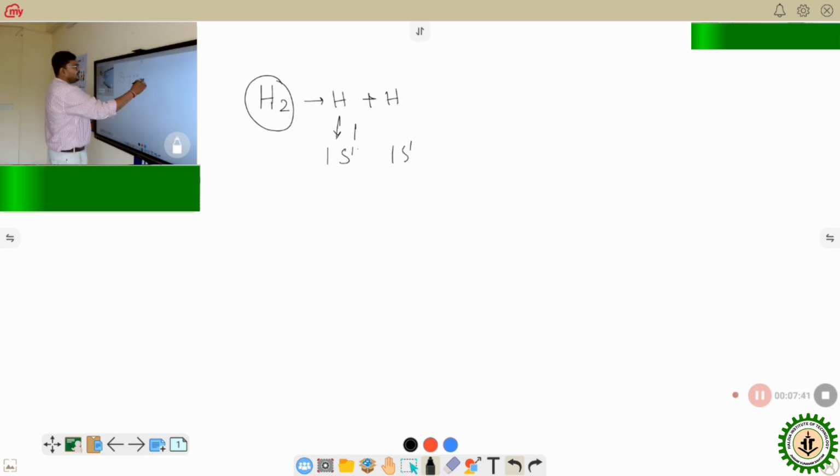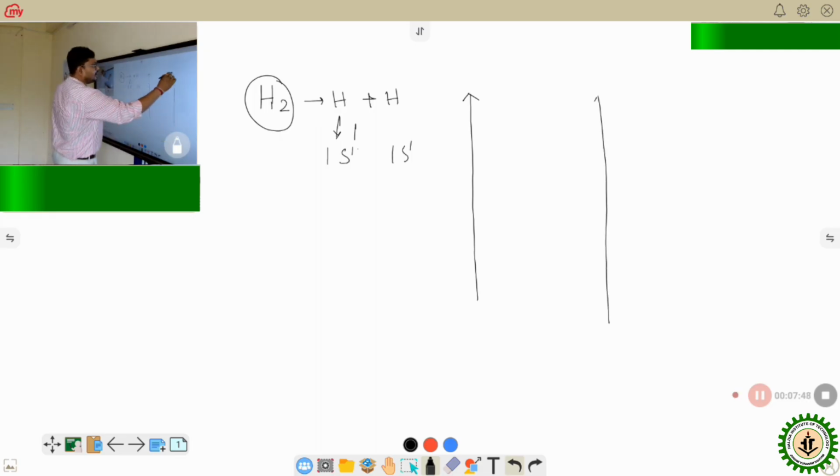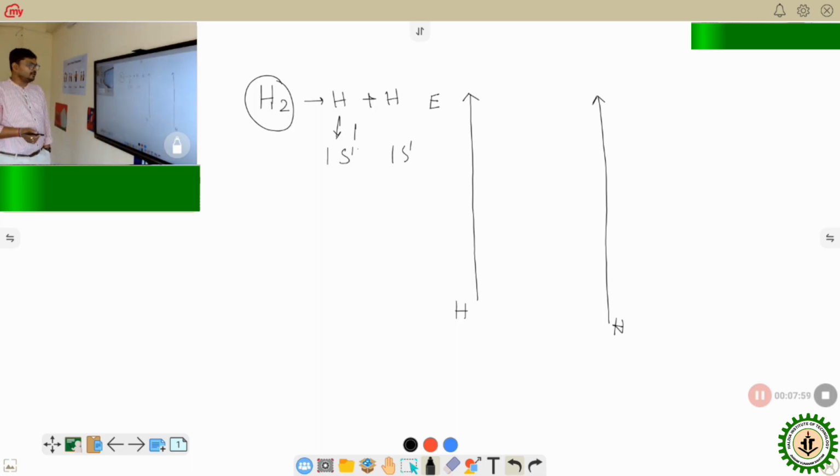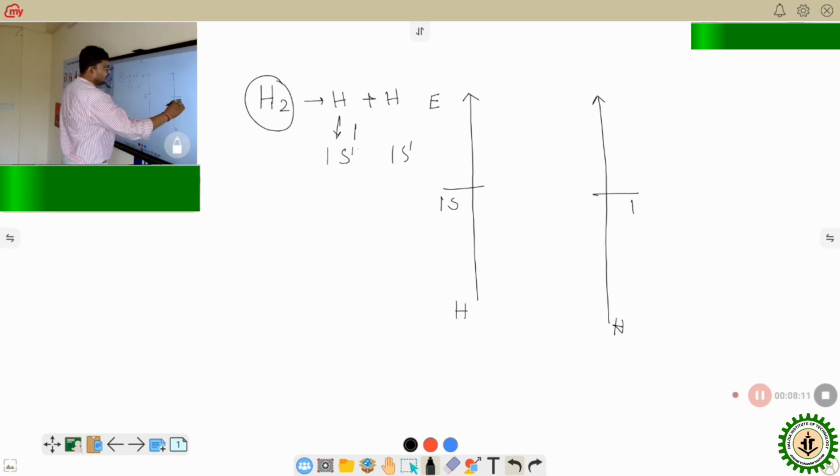And then we need to draw two perpendicular lines for two hydrogen atoms. Let's say this is my first hydrogen and this is my second hydrogen, and these are energy bars, and from bottom to up the energy is going to increase, and then you have to place the individual atomic orbital. Let's say this is my 1s energy. Since this is a homoatomic molecule, the second 1s will be at the same place.